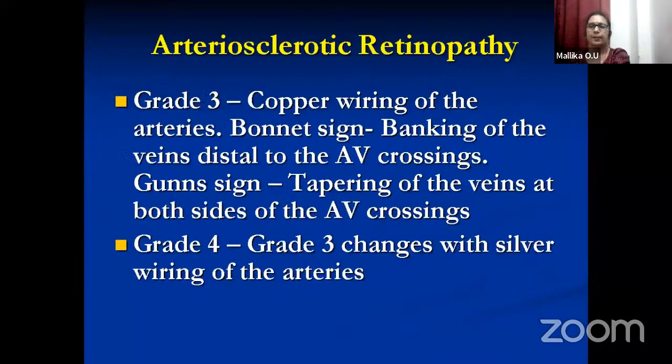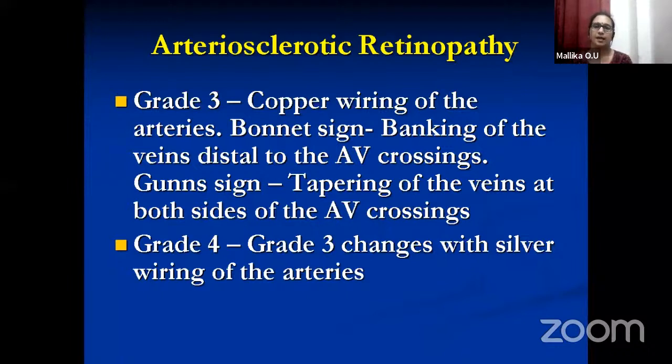The third stage is almost just like an occlusion. The arteries are compressing the veins, so there will be collection of blood in the distal part. That is called banking of the veins distal to the AV crossing, which is called Bonnet sign. And if the arteries are very much thickened, then the veins will be like this. The arteries will cross and compress, and the veins will be like this. That is called Gunn sign, just like a gun. It is a Gunn sign.